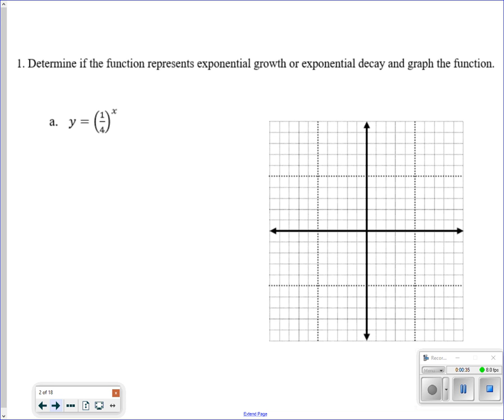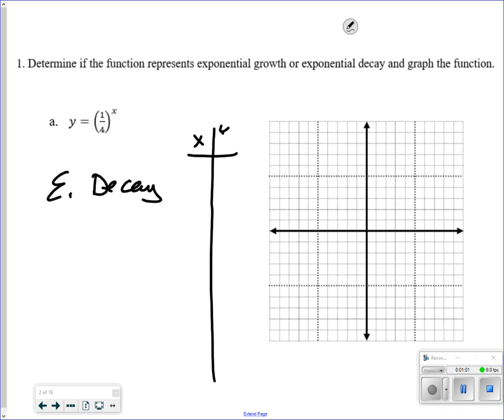Determine whether the function represents exponential growth or decay, and then graph. So your graphing calculator could come into play here. I'm going to do a little XY chart, but because you have something between 0 and 1 as your base raised to the x power, this would be exponential decay. Now, the XY charts you can use a graphing calculator maybe to help you with.